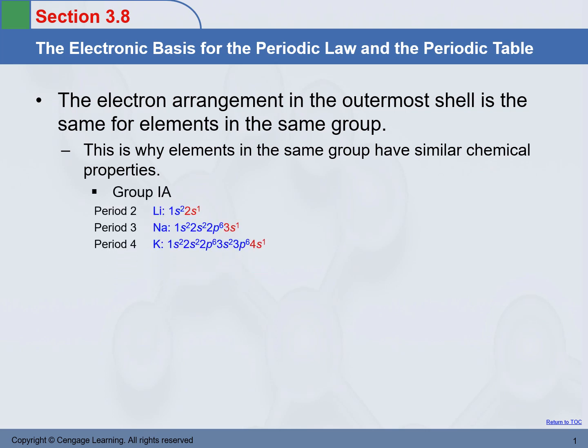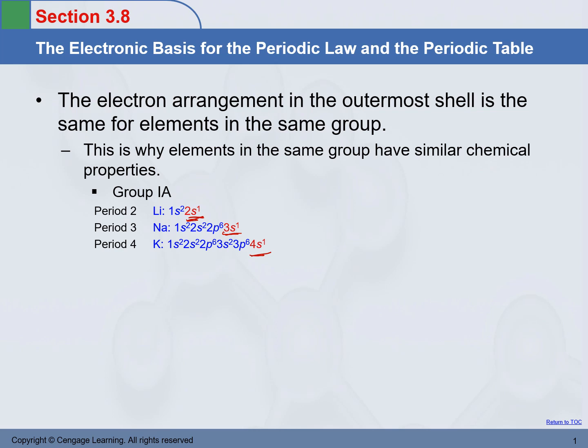Well, let's look at the electron configuration of some of the elements in the same column. We're looking at elements from group 1A, and we listed 3 elements from periods 2, 3, 4: lithium, sodium, potassium. As we can see, they all have 1 electron in their outermost shell.